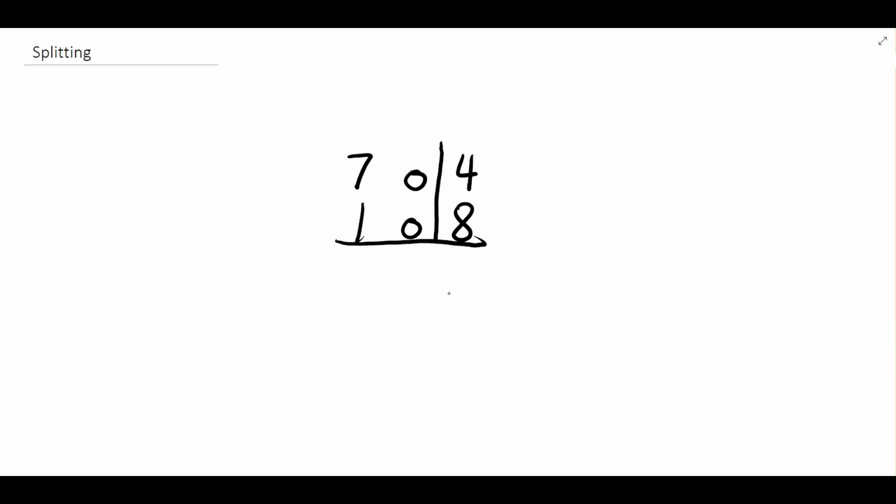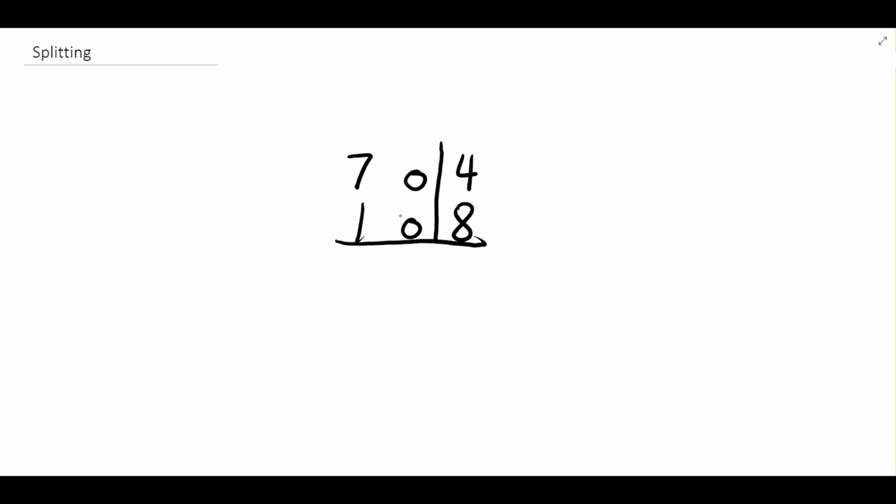Let me show you how to use this technique when you split it in the other way. So 704 into 108. Okay, and so it's essentially the same thing, but each component of the answer is 1 digit because 4 and 8 are single digit, and it's the rightmost part.